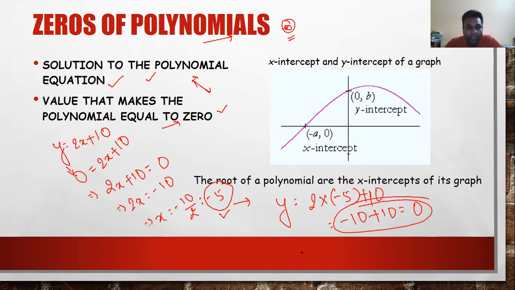Now I think you might have got what I was telling you in these 2 points. For the solution of the polynomial equation, here the value of x equal to minus 5 is making my y equal to 0. So x equal to minus 5 is the zero of the polynomial.